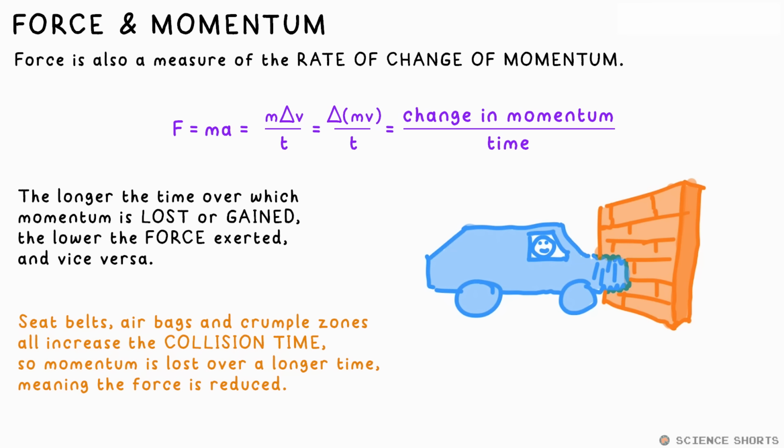That's why we use seat belts, airbags, and crumple zones in cars. If you're in a crash, your change in momentum is the same. But when we have these safety features, they increase the time taken for this momentum to be lost, so a smaller force is felt, and you're more likely to survive.